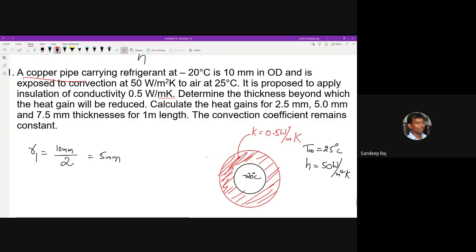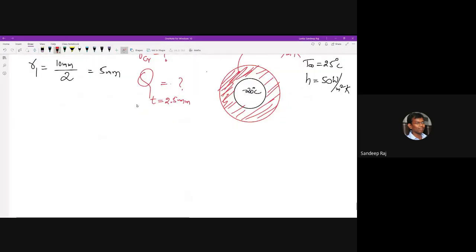Okay, so what he is asking is, in a way, he is asking you to find what is R C. Okay, according to this, what is R critical? He is asking you to find. Calculate the heat gains. Okay, what is the Q when this one is there, for 1 meter length. So Q at 2.5 mm, Q at T is equal to 5 mm, Q at T is equal to 7.5 mm. So these values he is asking you to find. Also, he has given that the L value is equal to 1 meter. So this is the thing, and you have to find out the Q through it.